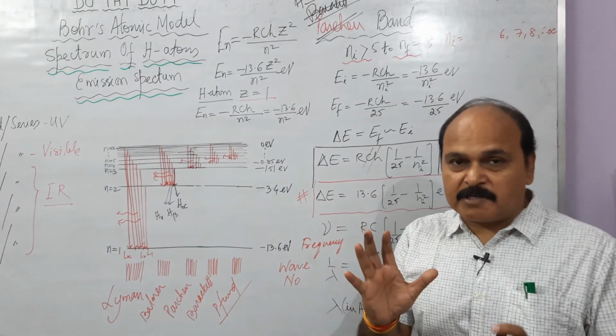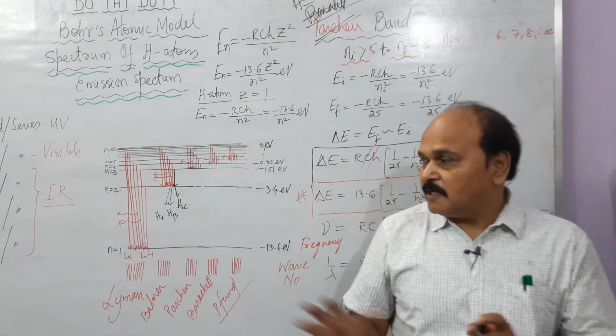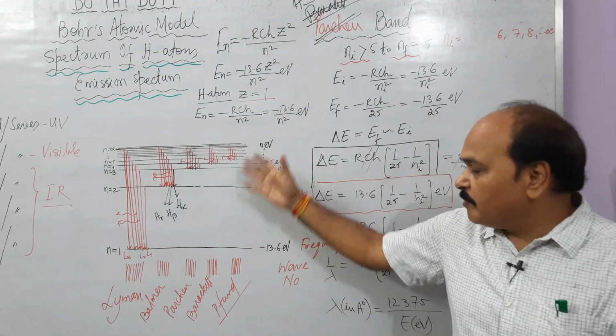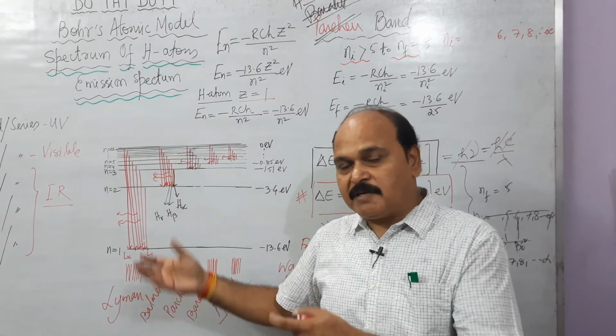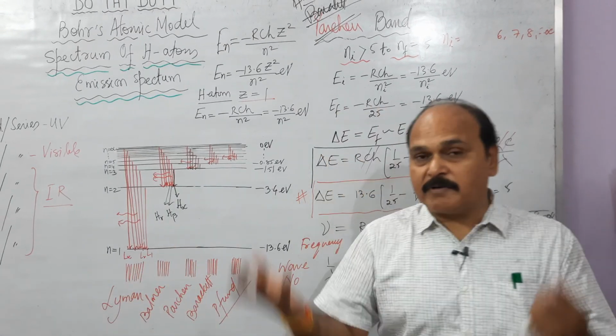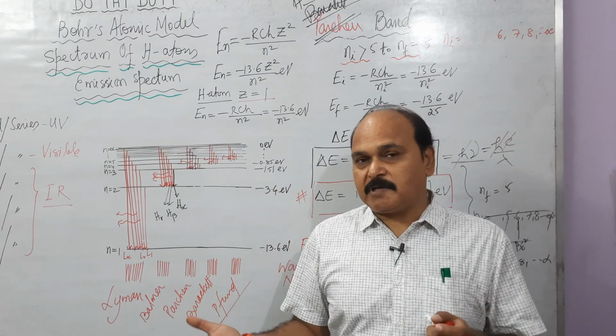Children, the emission spectrum is exactly the same as the absorption spectrum. The only difference is here we have plotted the lines which are emitted, and the same radiations, same wavelengths, same frequencies are absorbed also. So absorption and emission spectra both are the same.